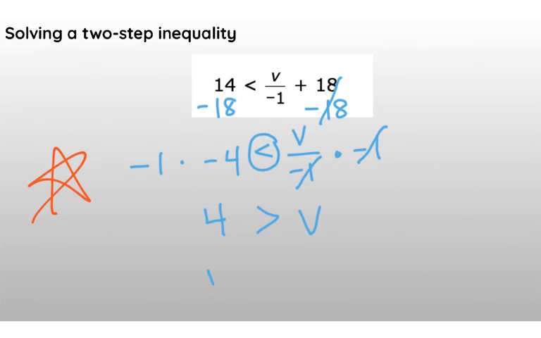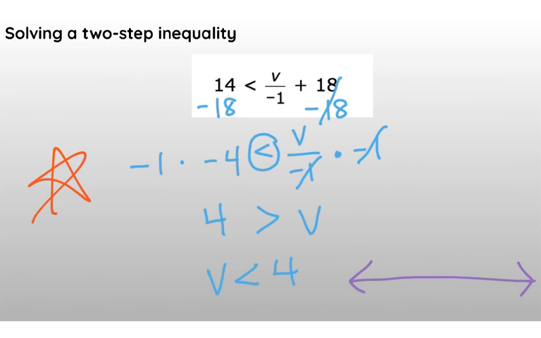I like to reverse this because I like to read inequalities from left to right. So I'm going to reverse this to v is less than 4 instead of 4 is greater than v. It's easier for me to interpret when I am graphing. Just a little hint or a little trick for some of you.